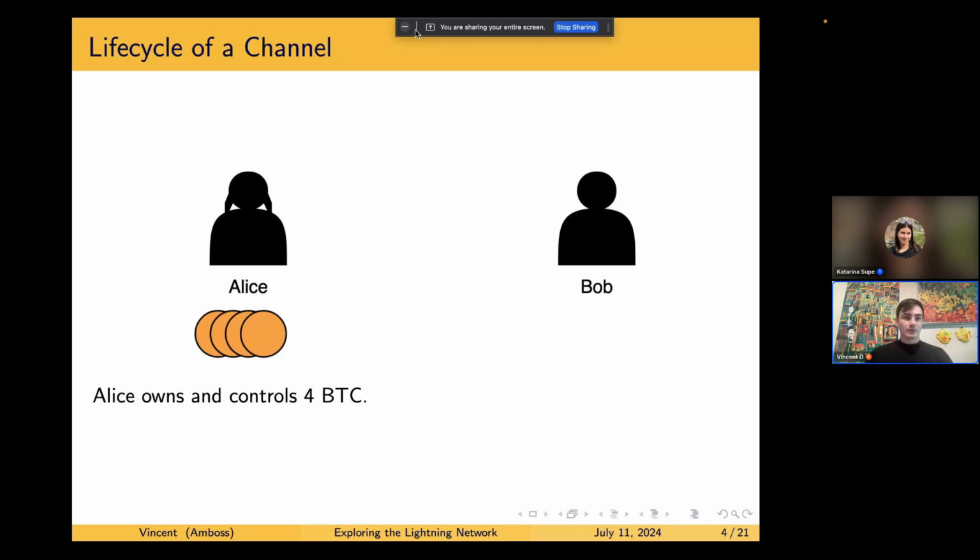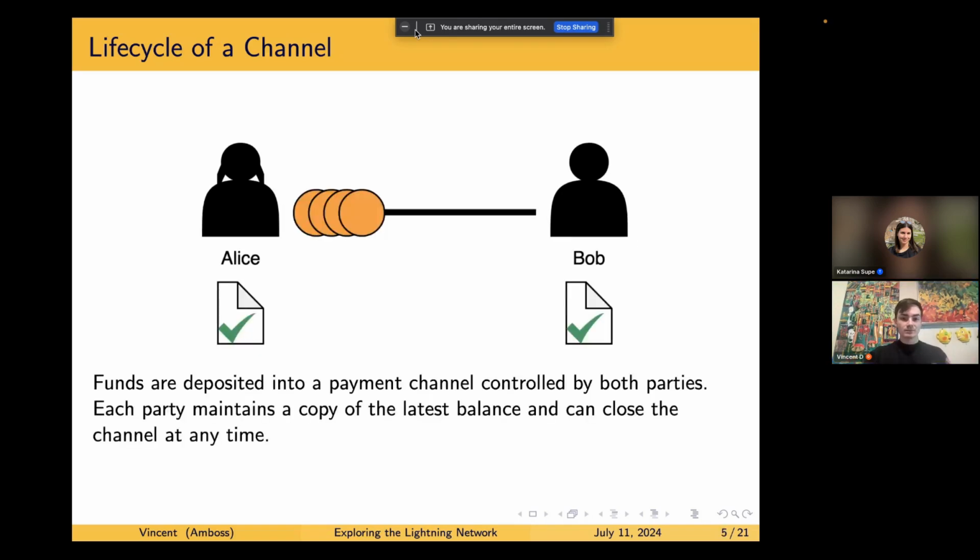So in order to really understand it, we should go through the life cycle of a channel. And in this example, we have 2 parties, Alice and Bob, and one or both parties needs to own and control some amount of Bitcoin in order to create a channel. So here, Alice owns and controls 4 Bitcoin, which she intends to place into a channel with Bob. So this process involves depositing these funds into a payment channel controlled by both parties.